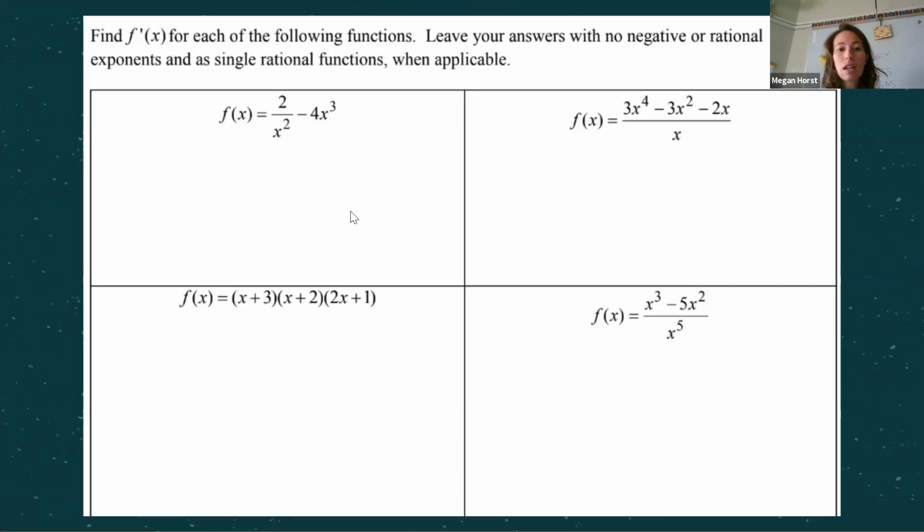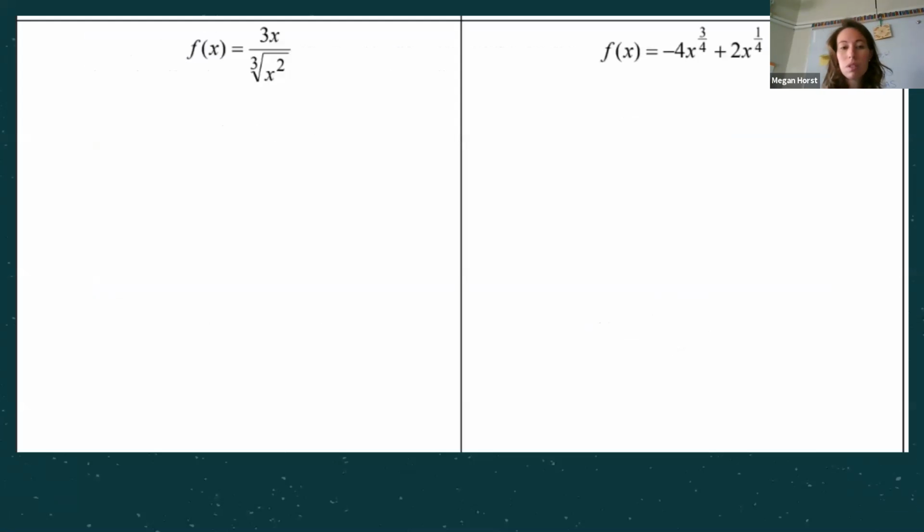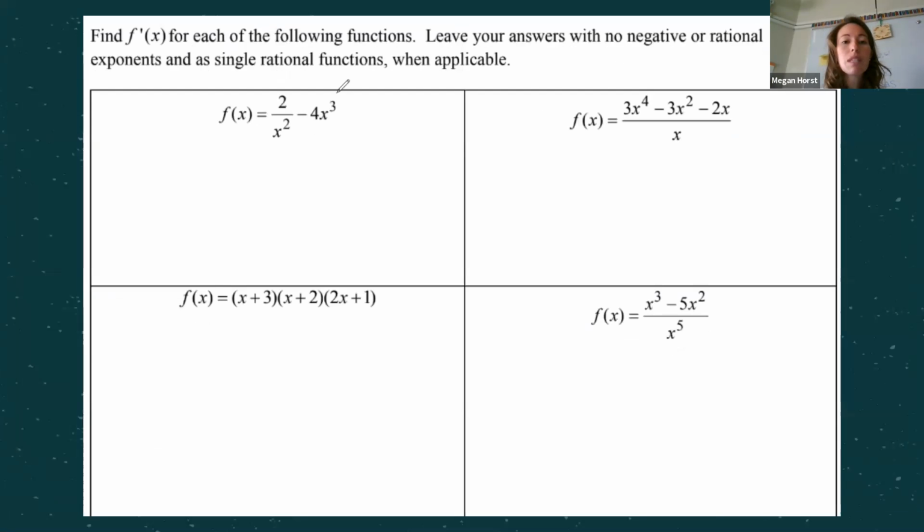So let's take a look. When you're taking the derivative, our first example is going to be f of x equals 2 over x squared subtract 4x cubed. We need to be able to rewrite things in a smart way. This is where our study from pre-calculus on polynomial functions as well as rational functions and exponents is really, really important. So I'm going to go ahead and rewrite this function in a form that's a little bit more workable before I take the derivative.